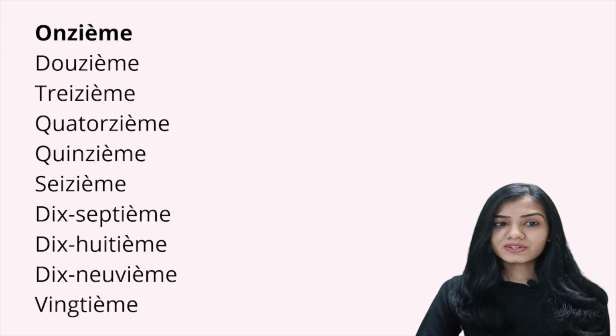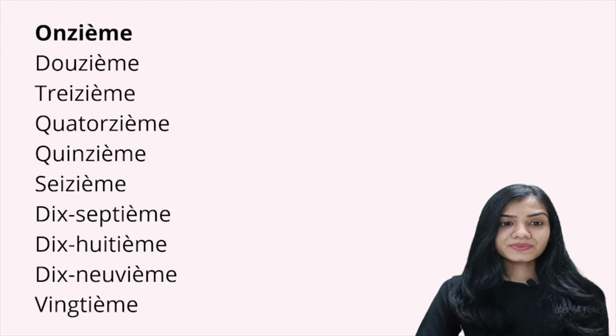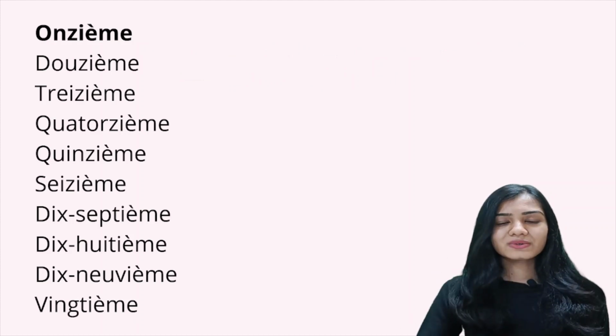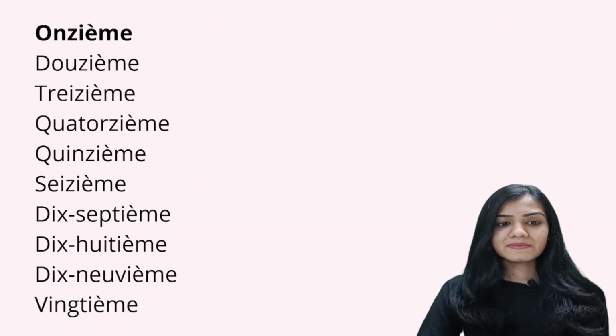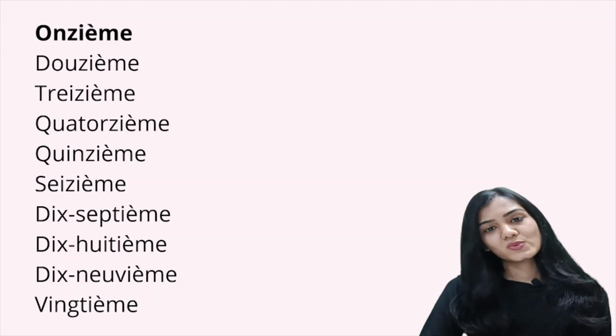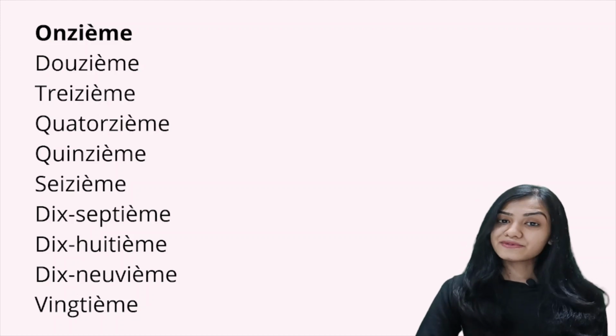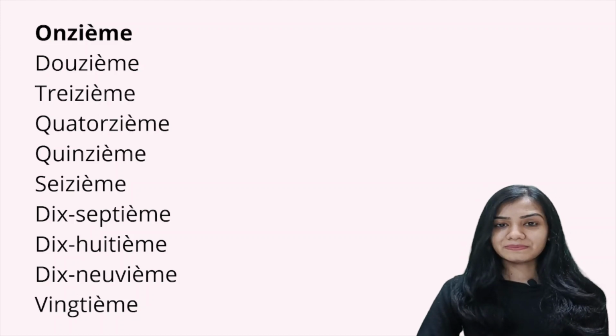For 11 onwards, it's onzième, douzième, treizième, quatorzième, quinzième, seizième, dix-septième, dix-huitième, dix-neuvième, and vingtième.